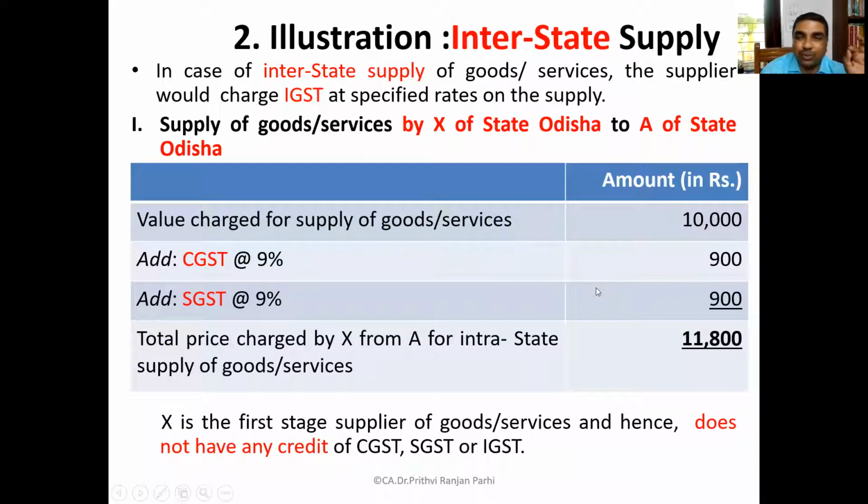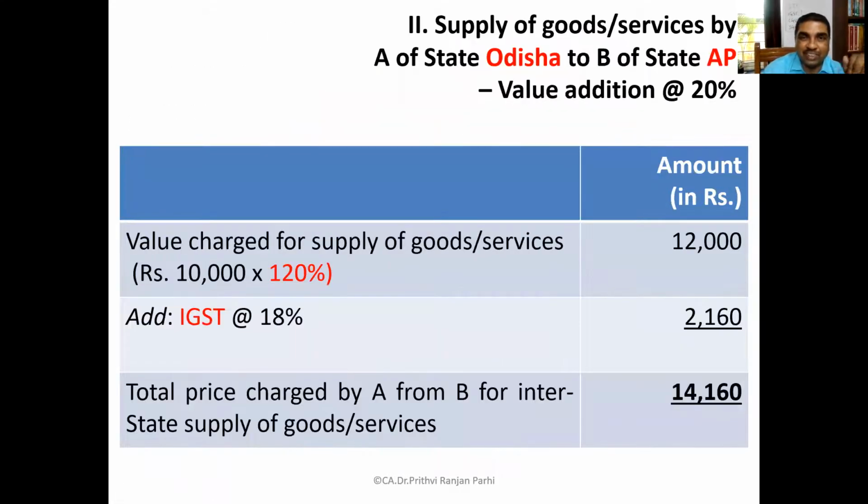Now, let us go to the next stage. Next stage, we will assume the situation is like this. Now what happens? A of the state of Odisha is now selling the same product to B of the state of Andhra Pradesh. Now this is an interstate transaction. So which tax will be levied here under GST?